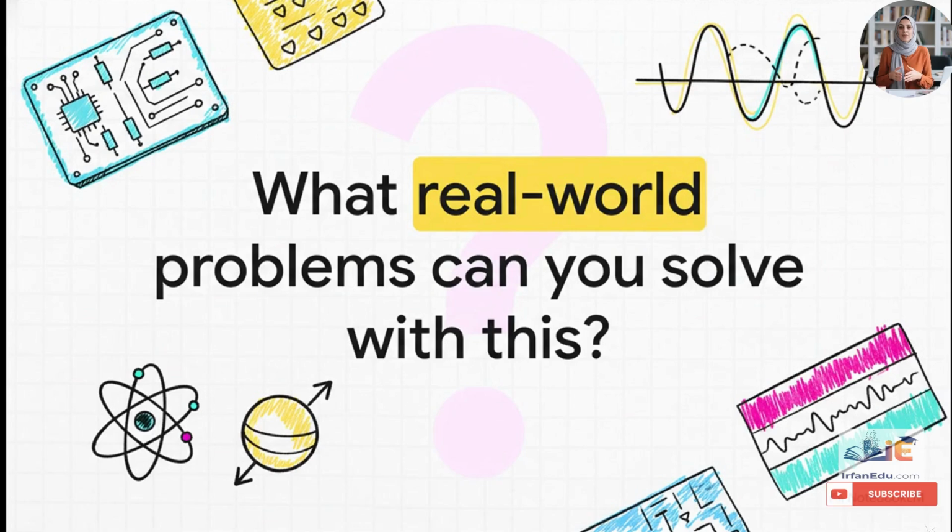So I'm going to leave you with a final thought. This isn't just some abstract math puzzle. This stuff is the foundation for things like electrical engineering, signal processing, and even quantum physics. Now that you know the rules of the game, what kind of real-world problems can you imagine solving with them?